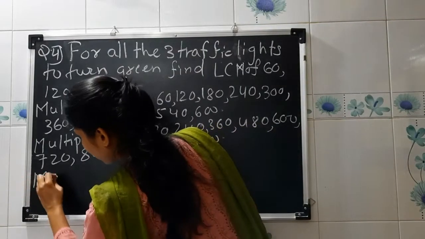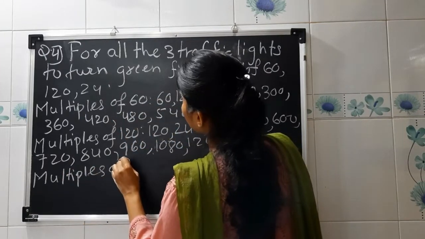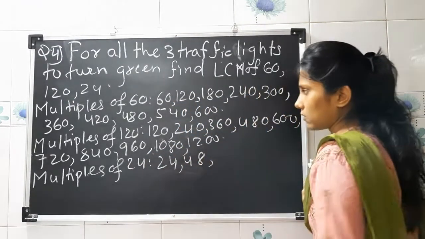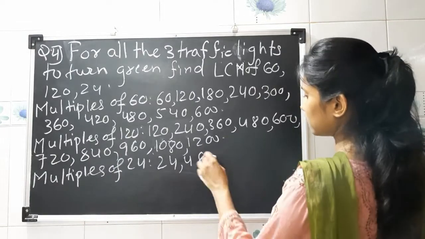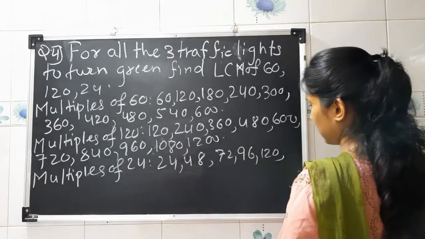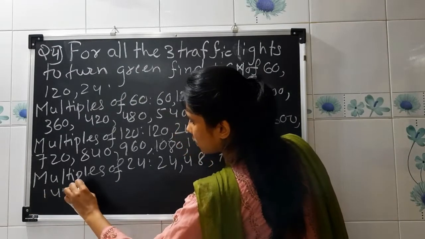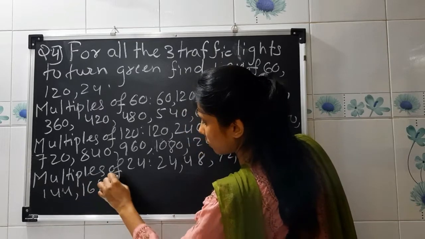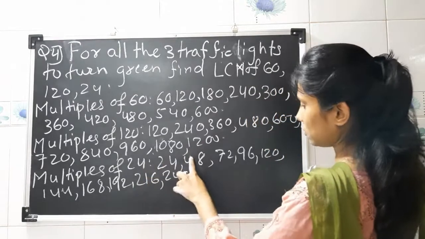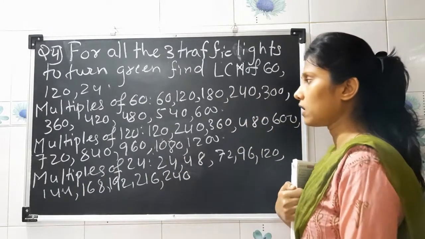Now we will find multiples of 24. 24 ones are 24, 48, 72, 96, 120, 144, 168, 192, 1 2 3 4 5 6 7 8 9 10. Okay, so these are the multiples of number 24.